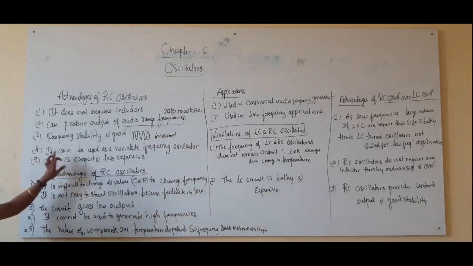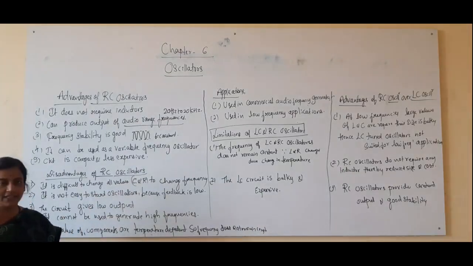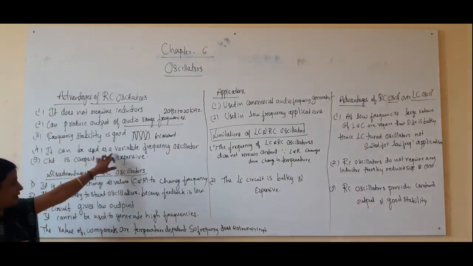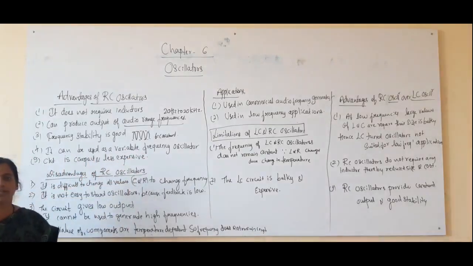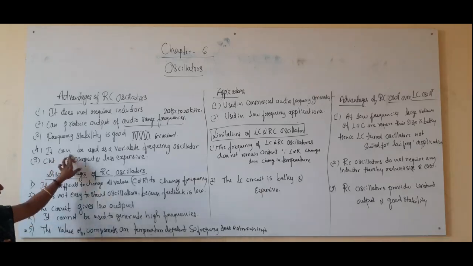Next, it can be used as a variable frequency oscillator. That means if you want to change the frequency, it can be changed by changing the values of R and C. So it can be used as a variable frequency oscillator by using variable resistors, that is the resistive networks, whose resistance values can be changed, or not only that, capacitance can also be changed by using variable capacitors. By means of that, the frequency can be varied.